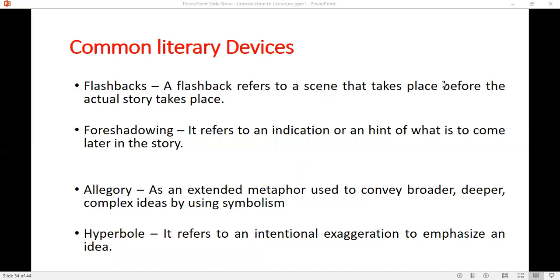The employment of this technique creates a tension in the text. Foreshadowing refers to an indication or a hint of what is to come later in the story.